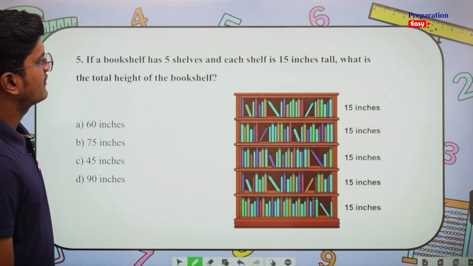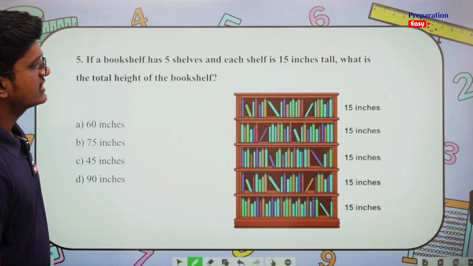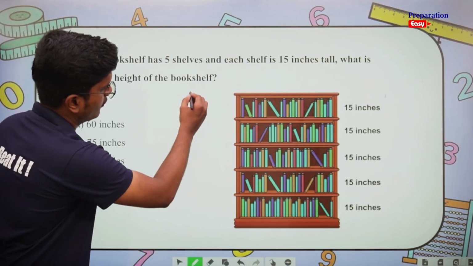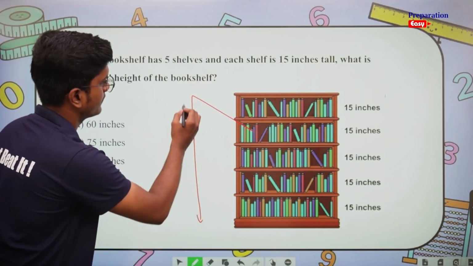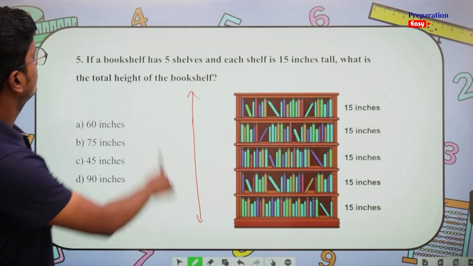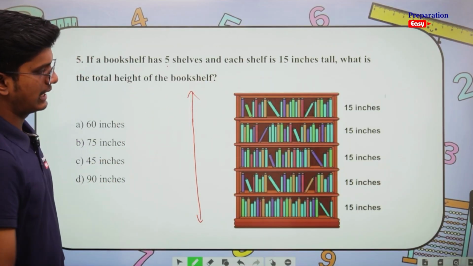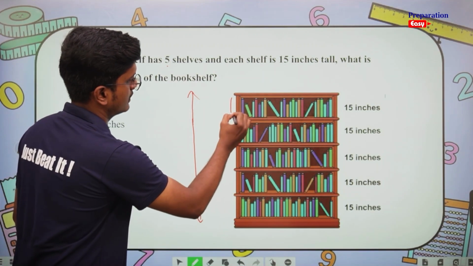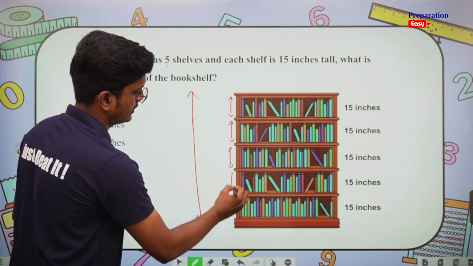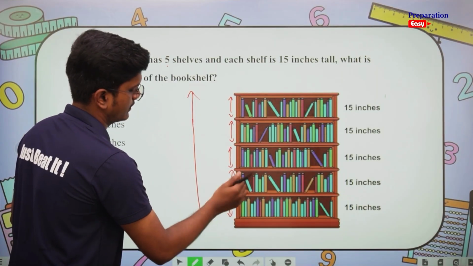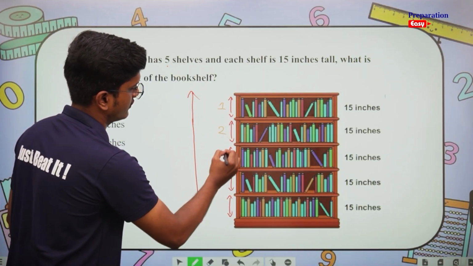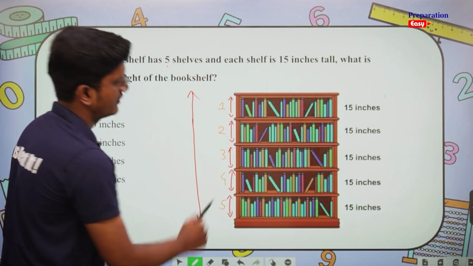If a bookshelf has 5 shelves and each shelf is 15 inches tall, what is the total height of the bookshelf? So what we have to do is find the total height of this bookshelf. What they have given: a bookshelf has 5 shelves. This is 1 shelf, this is 2, this is 3, this is the 4th and this is the 5th shelf. We will name them: 1 shelf, 2 shelf, 3 shelf, 4 shelf and 5th shelf.